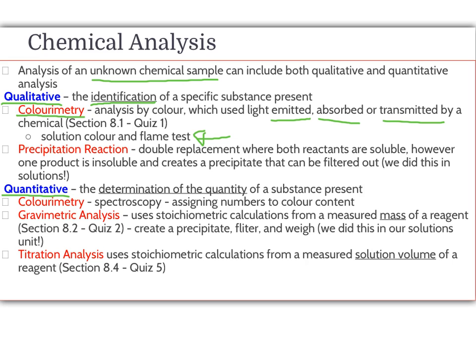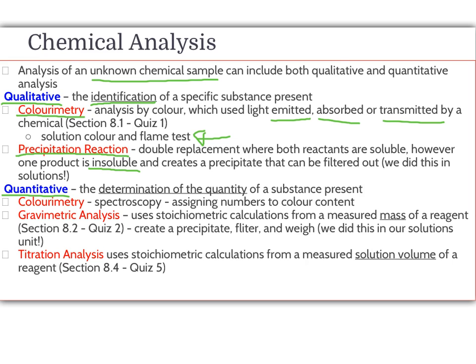The next main way that we can do qualitative analysis is one that we've already covered and talked about a lot in solutions. When we're doing precipitation reactions, we can create double replacement reactions where both of the reactants are soluble. However, once the reaction happens, we have one product that is insoluble and creates a precipitate that we can filter out. In our solutions unit, we talked about using the solubility chart in order to do precipitation reactions.